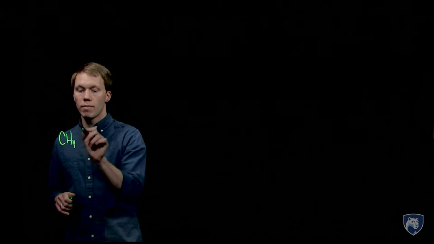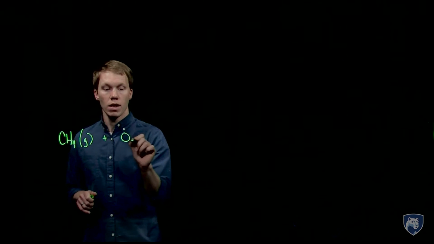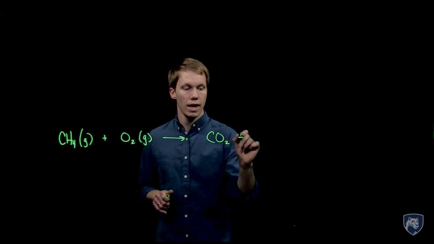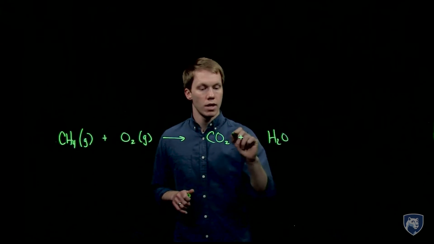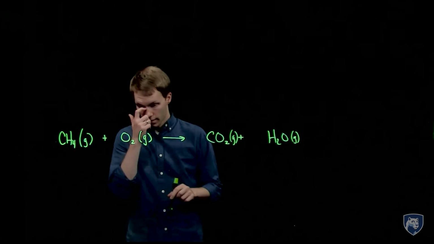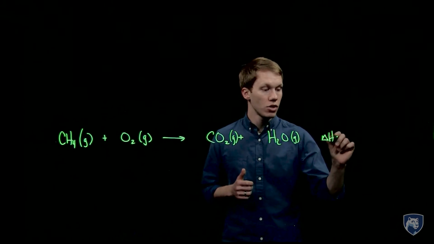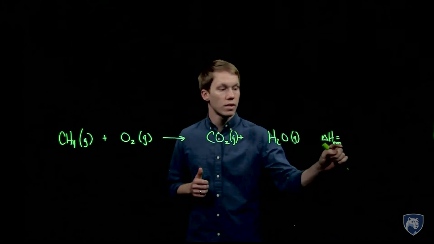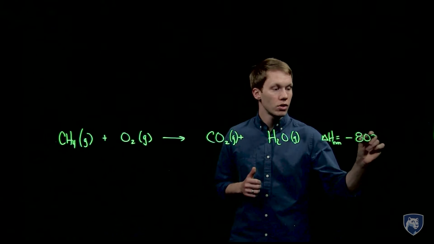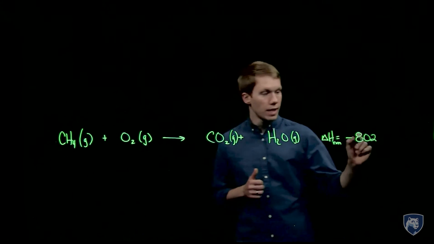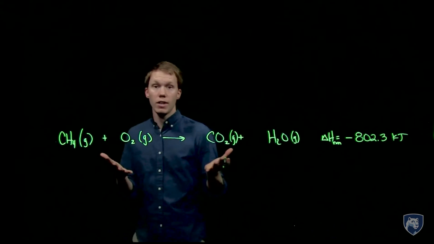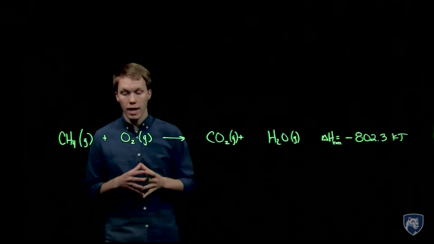Take, for example, the combustion of methane. We'll produce carbon dioxide and water. Let's not forget my phases here. And this reaction has a delta H, sometimes you'll see subscript RXN, of negative 802.3 kilojoules. So there is a thermochemical equation, right?